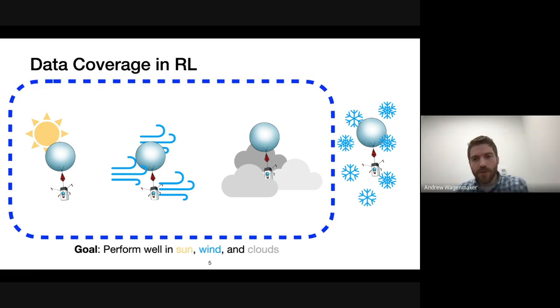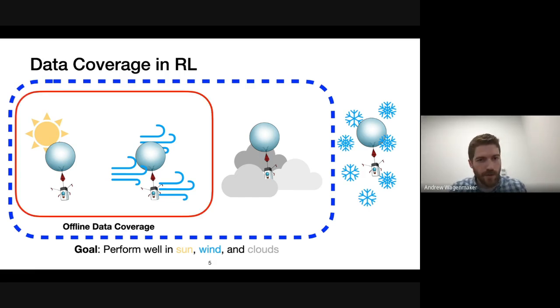In particular, we'll restrict our goal to just a subset of these conditions. Maybe we know it's never going to be in cold temperatures, so we just want it to perform well in sun, wind, and clouds. And let's also assume that we have some amount of offline data that covers part of these scenarios, but not all of them. So maybe we have offline data in both sunny conditions and windy conditions, but we don't have it in cloudy conditions. Our goal here is to learn a good policy in sun, wind, and clouds.